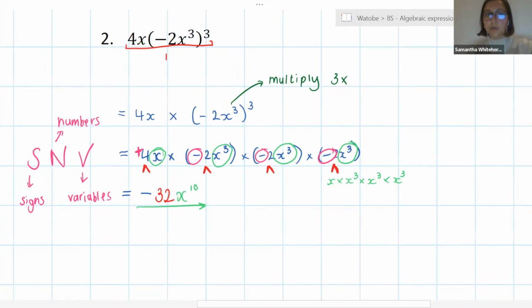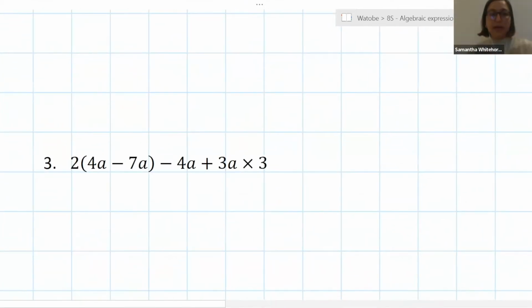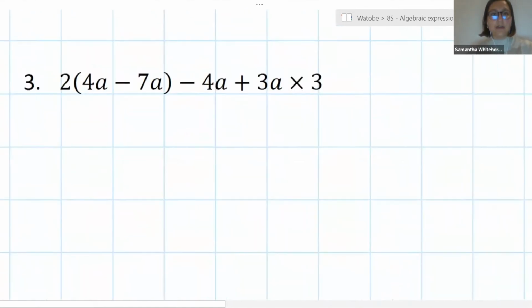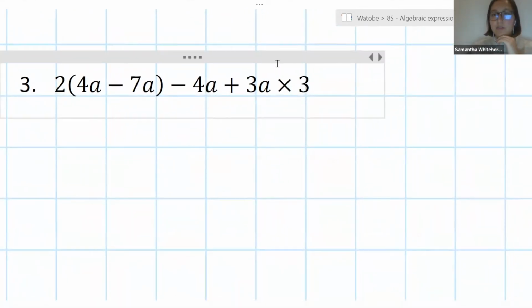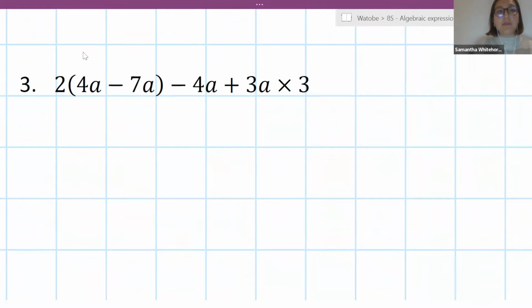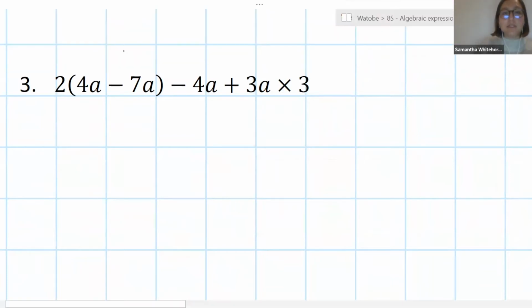Okay, guys, cool. Well done. So let's have a look at the third question over here. I'm going to start you off and then I'm going to ask you to finish it for me. So we've got 2 times 4a minus 7a minus 4a plus 3a times 3. So the first step, remember, is to identify your terms. Now that minus sign over there and that plus sign over there are going to separate my terms.